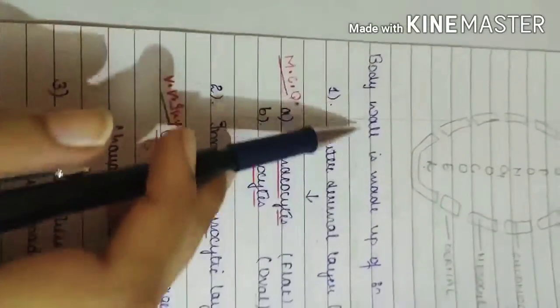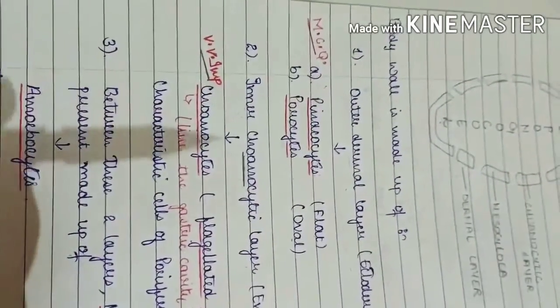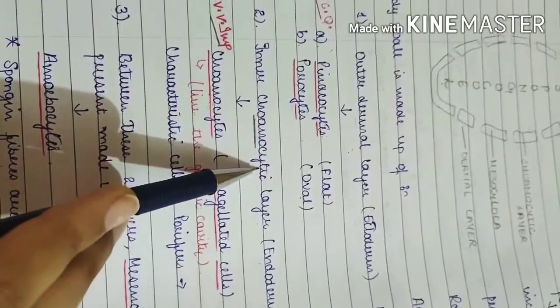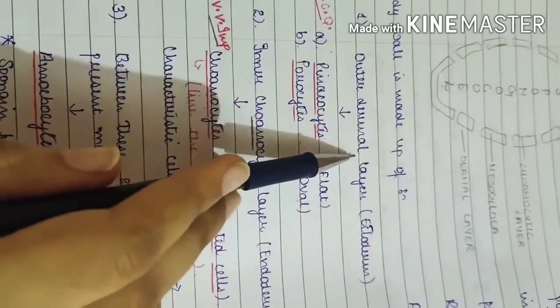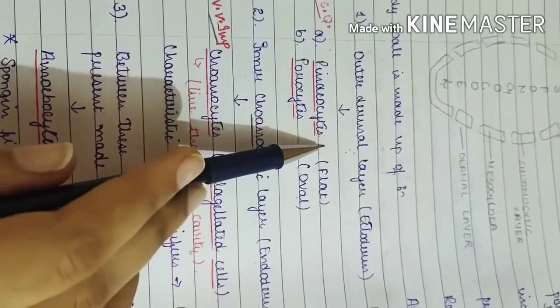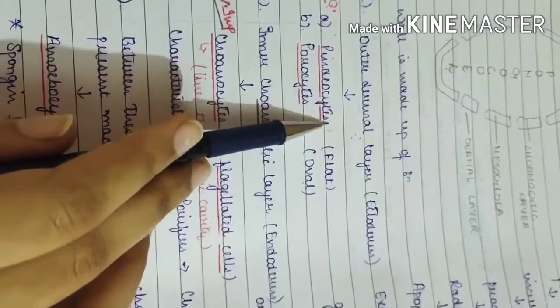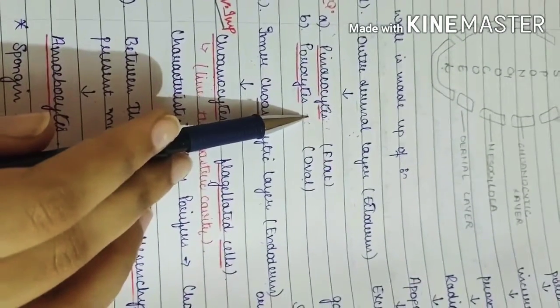So we discussed that the body wall is made up of two types of layers. One is the outer layer and the other one is the inner layer. The outer layer has two types of cells. One are the pinacocytes and the other are the porocytes. Pinacocytes are flat in shape, porocytes are oval in shape.